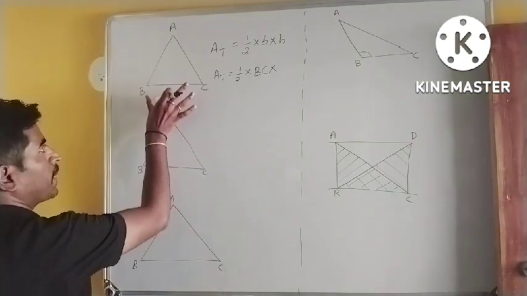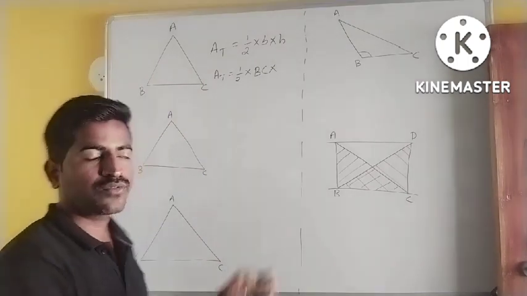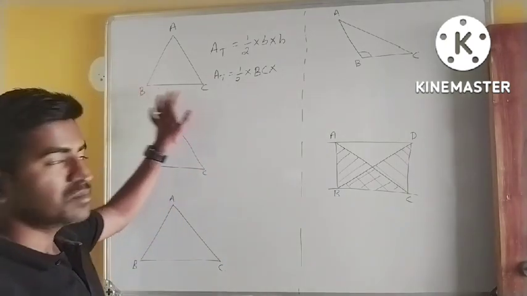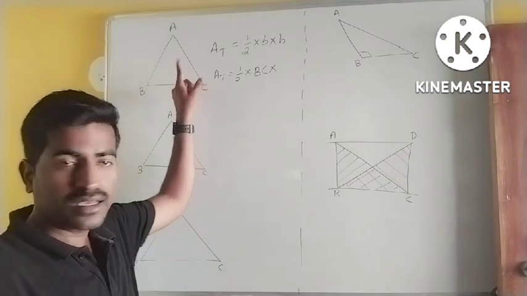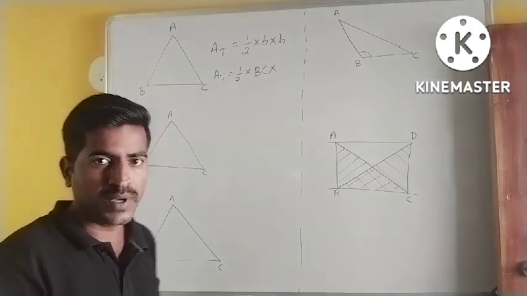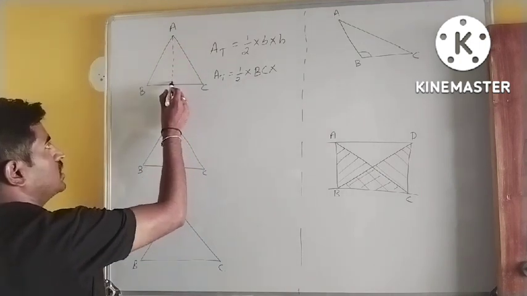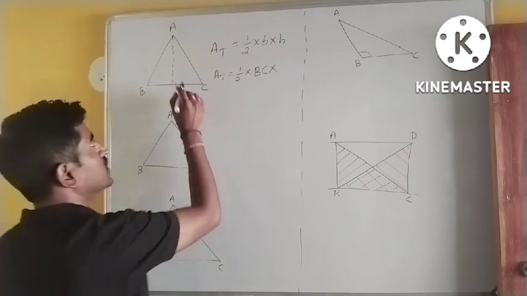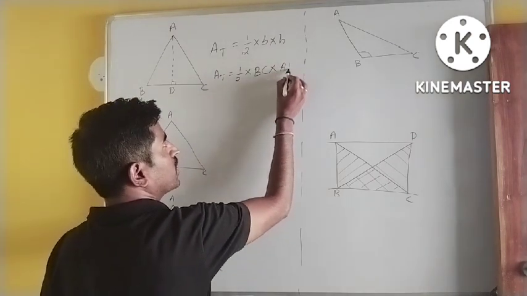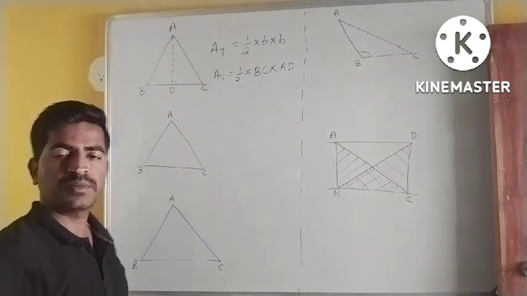Here BC is the base. Then which is the perpendicular? I need to construct a line from the remaining vertex A. I am considering the base BC and the remaining vertex is A. From here I need to draw a line which is perpendicular to the base BC. Then this becomes the height. I will take this point as D, then I multiply AD to get the area of the triangle with respect to the base BC.